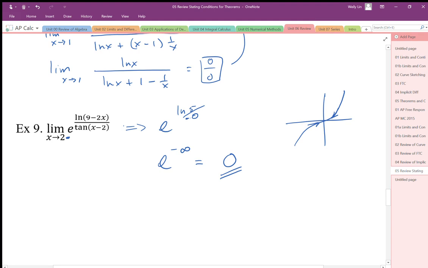Okay, so that's one thing to make sure that you do: when you have a limit, plug in and check. We don't want to mess around with it if you can actually calculate the limit.